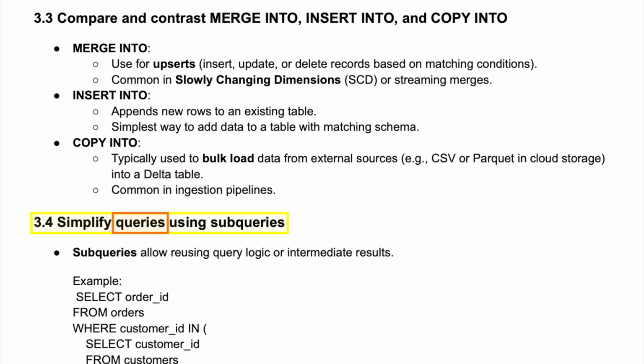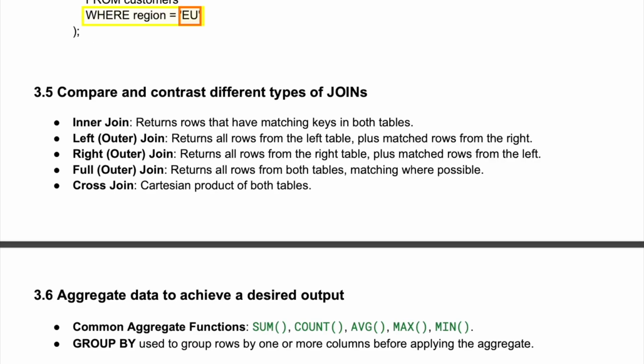3.4 Simplify queries using subqueries. Subqueries allow reusing query logic or intermediate results. Example: select order_id from orders where customer_id in select customer_id from customers where region equals EU.